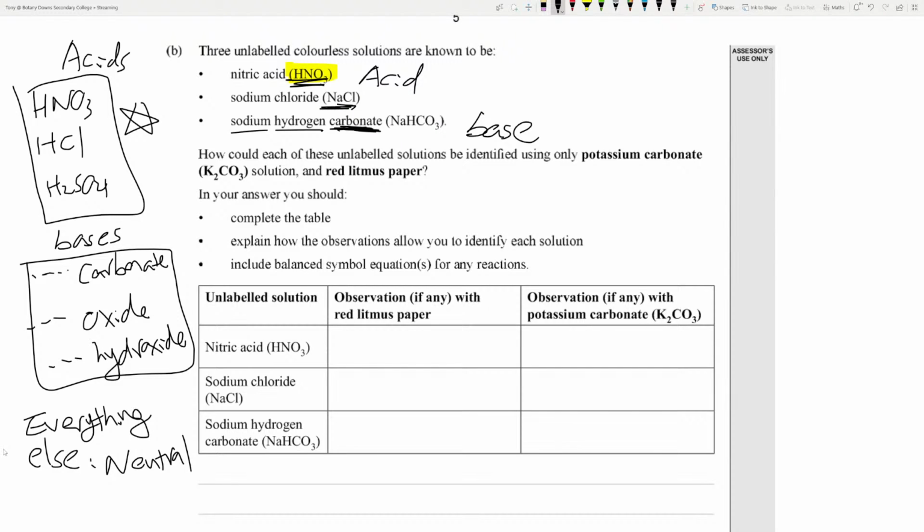Don't look at the Cl and go, oh, it's HCl. They're not the same thing. HCl is hydrochloric acid. NaCl is everything else, which is neutral. Okay, so just remember that. If you can do this part, that's going to save you a lot of points in the next few steps.